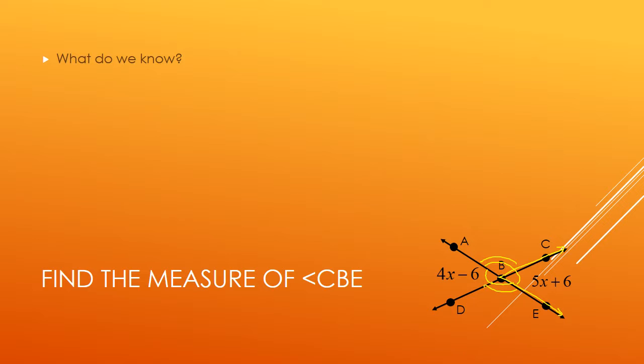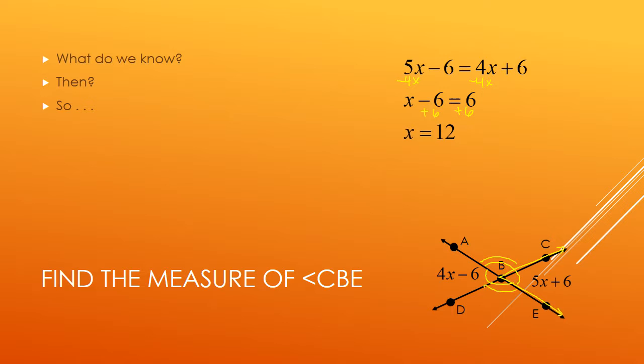So what do we know about vertical angles? We know vertical angles are equal to each other, or congruent. So we can set those two algebraic expressions equal to each other and solve for x. So I've put them equal to each other. I'm going to subtract 4x from both sides. And I get x minus 6 is equal to 6. Now I'm going to add 6 to both sides, and I get x equals 12.